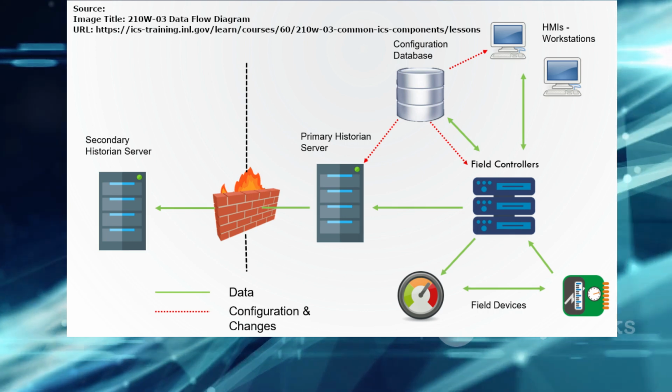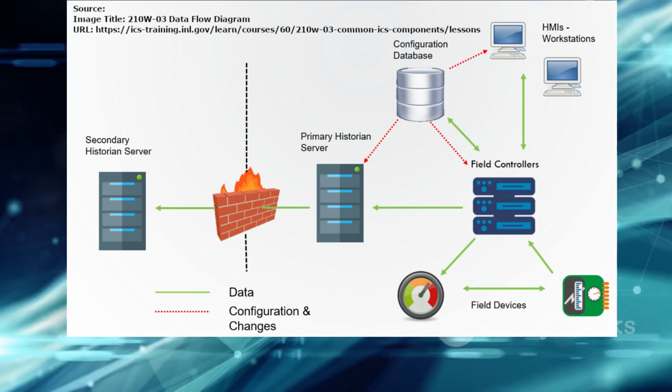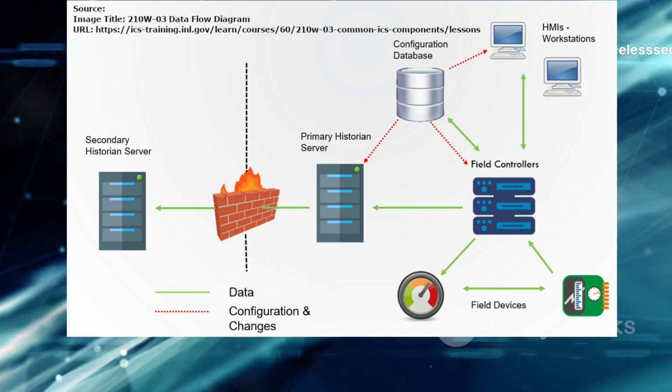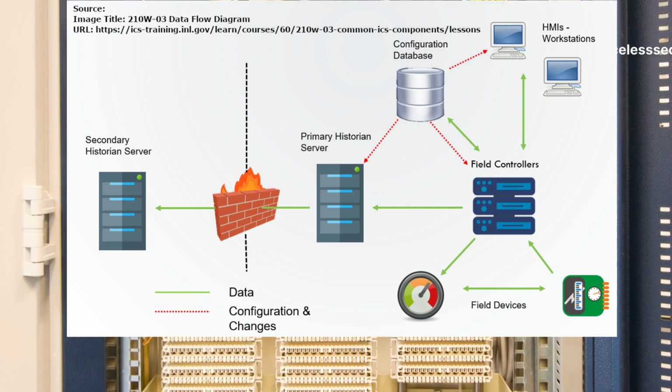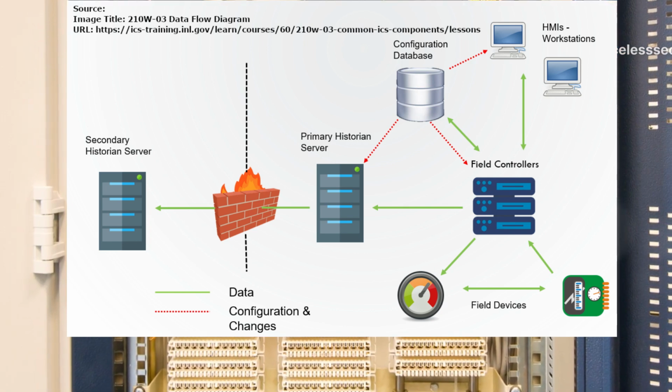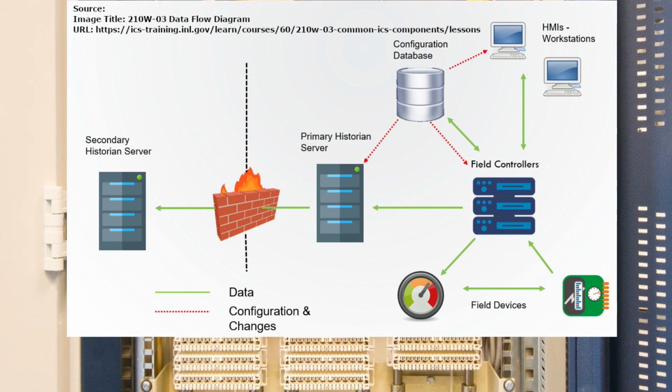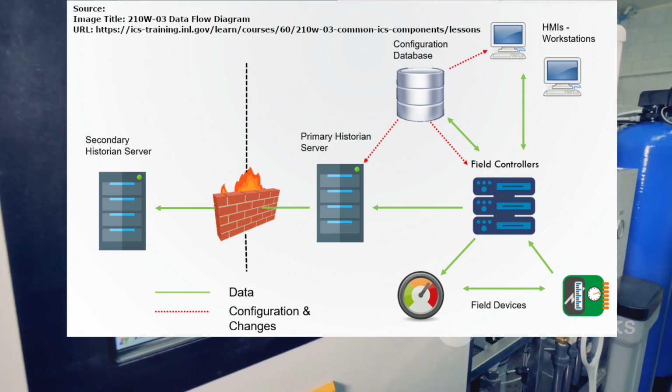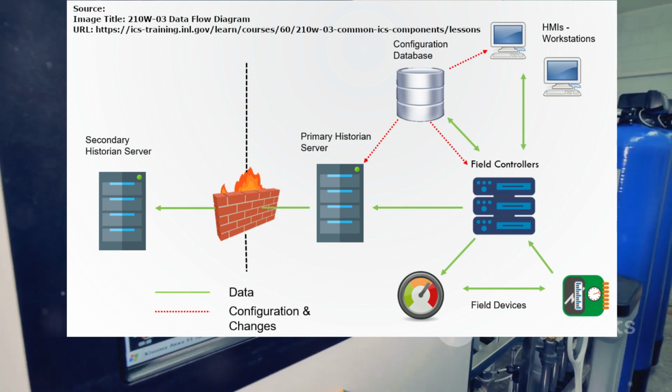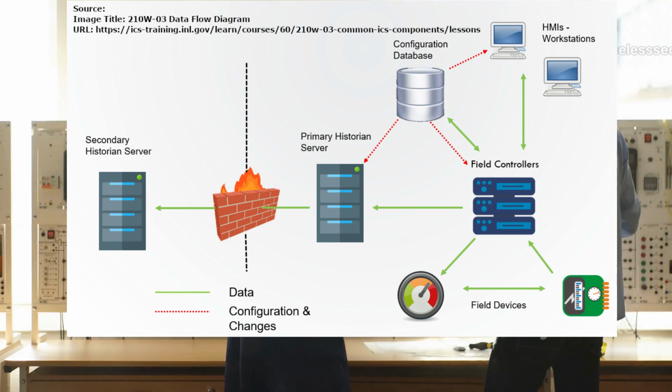The data flow through an ICS varies by vendor, topology, and protocols. The network, whether wired or wireless, links the ICS components. The human-machine interface, HMI, receives information from field controllers, relays it through communication protocols, and provides operators with a view of the process.